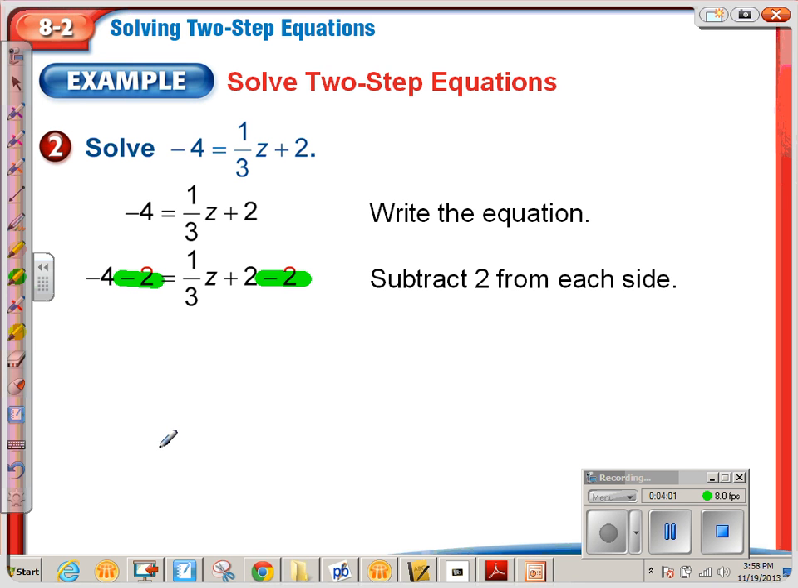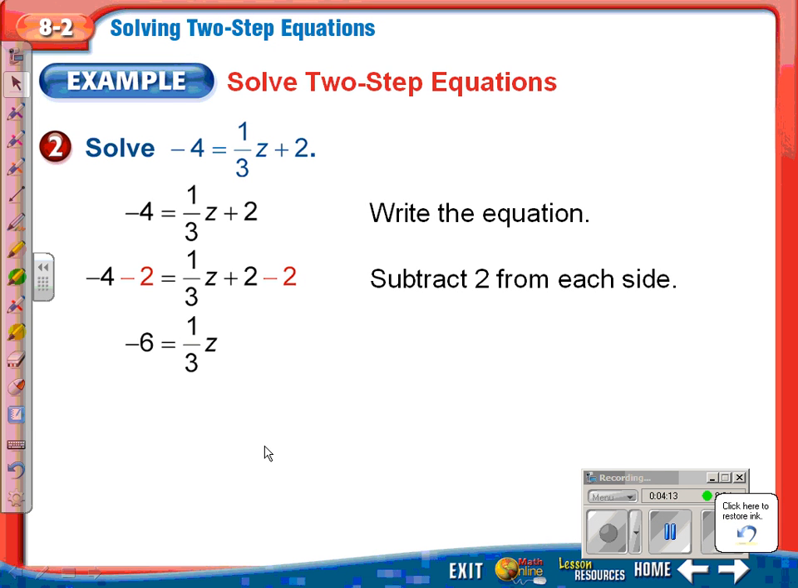If I was doing this problem, that's what I would do. I would have written negative 2 and negative 2, or subtract 2. It's exactly the same thing. I want to write that on both sides of the equation. What's left is a negative 6 on the left and a 1/3 z on the right.